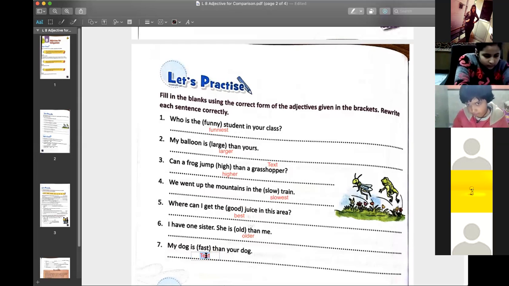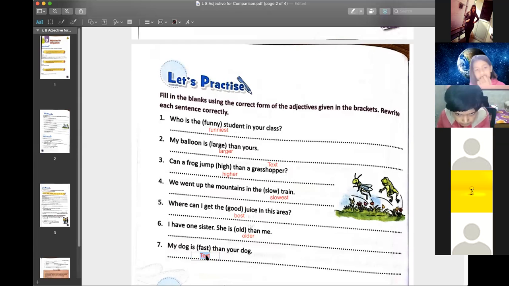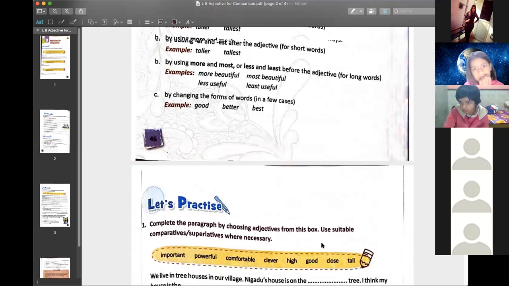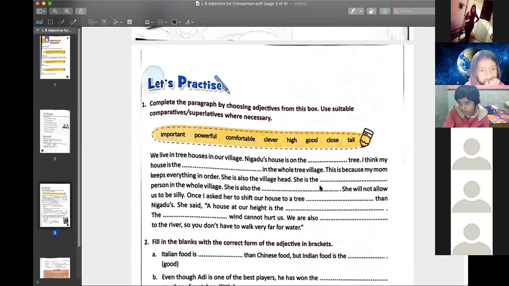Yes, Himanshi? My dog is faster than your dog. Faster. Excellent. Any doubt till here, anyone? Is this clear? You have to frame the entire sentences. I've just written the words. Now let's practice with this. This is very interesting.